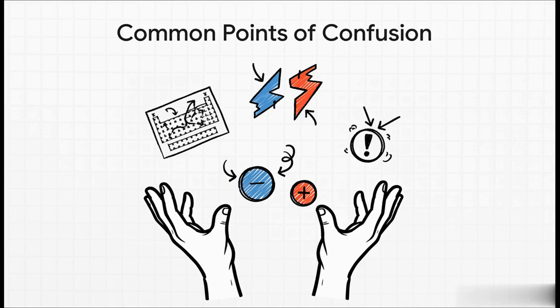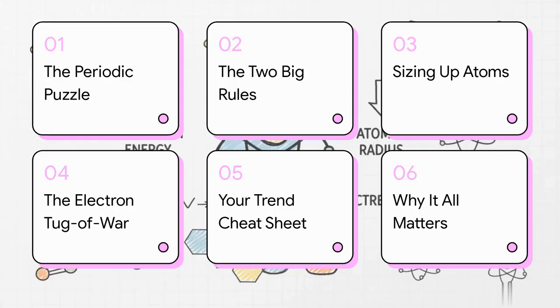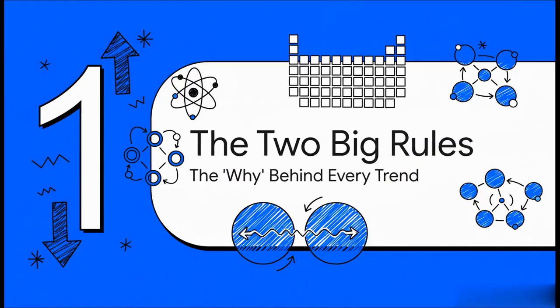It can feel like a lot, but what if I told you there's a much simpler way to look at all of this? So here's our game plan. We'll start with the two big rules that basically solve the whole periodic puzzle. Then we'll use those rules to figure out how to size up atoms and understand the electron tug-of-war. We'll wrap up with a quick cheat sheet and, maybe most importantly, talk about why any of this actually matters. All right, let's do this.